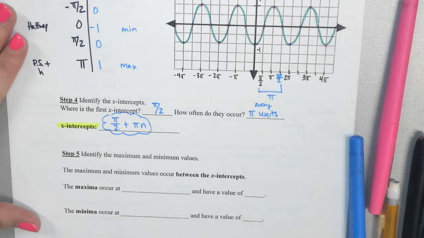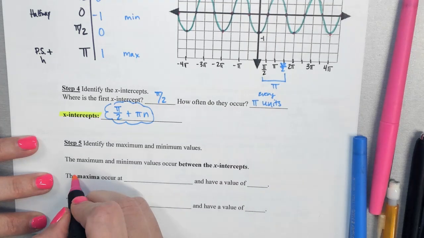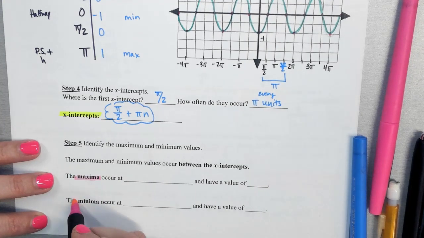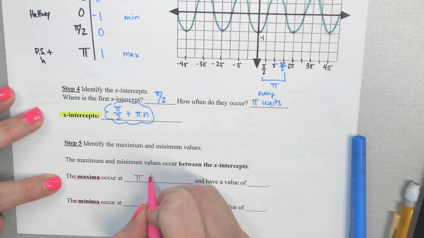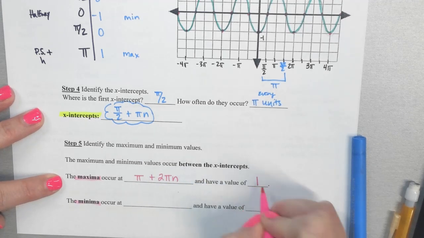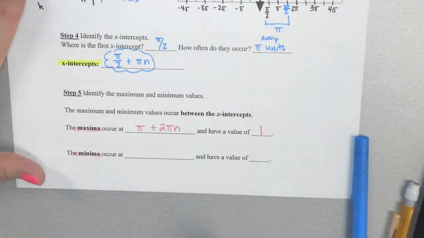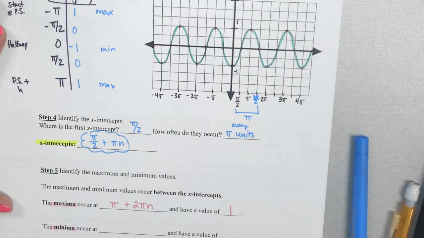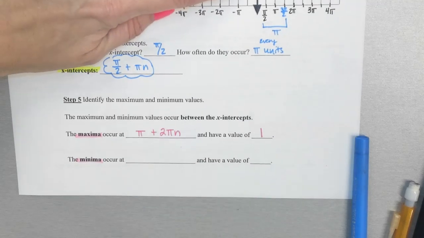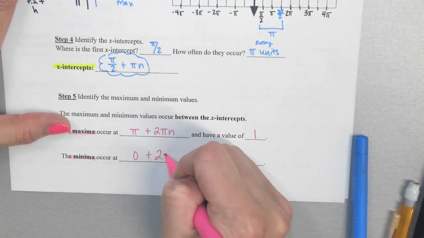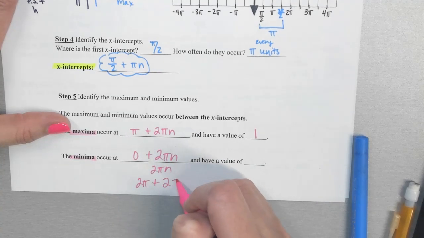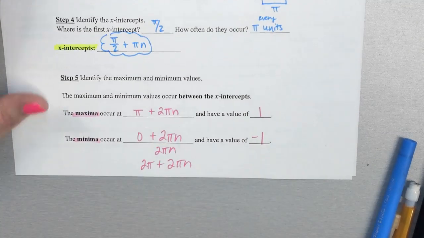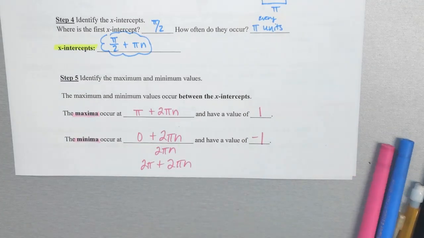Okay, now we're gonna do the max and the min. So where's the first maxima? At what x value? It is at pi, and what's our period? So it's 2 pi n, and they have a value of 1. Okay, where is the first minimum? At 0. So I would accept several answers for this. You could do 0 plus 2 pi n, which is 2 pi n, or if you did 2 pi plus 2 pi n, that would be fine as well. Okay, and they have a value of -1.